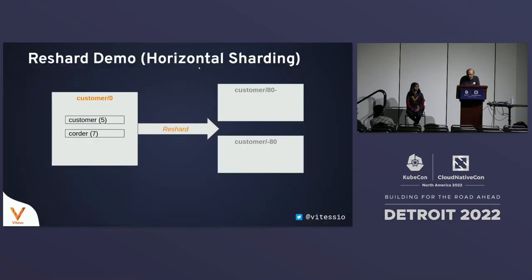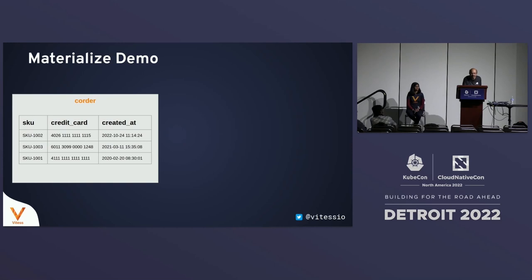So just to recap what I'd shown you: we did the reshard, but we had not yet done the cutover. Once the cutover is done, that is, you run the switch traffic command, the shards on the right start serving. The last thing I'll show is the materialization. I'm showing two things here.